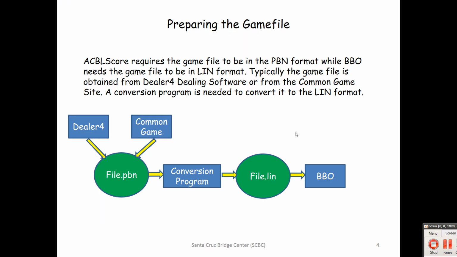As a director, you're well acquainted with the PBN file. This file contains the 36 hands that will be played during your game. BBO does not understand the format of this file, so you need to convert it to a file with a LIN extension on it, and BBO understands this. So we need to convert it from PBN to LIN. So for the conversion, you need to get a conversion program that will do it, and we'll now describe the conversion program I particularly use.